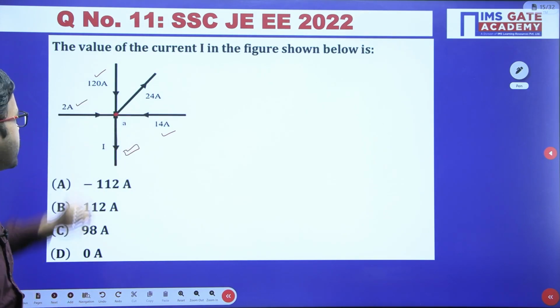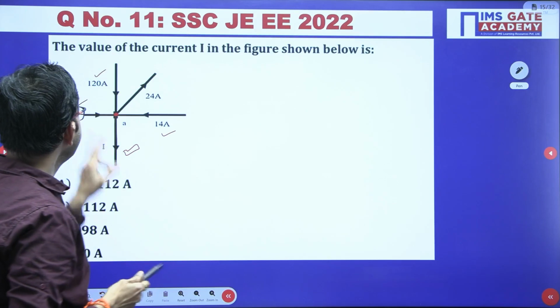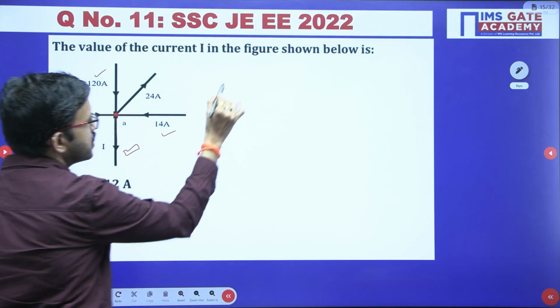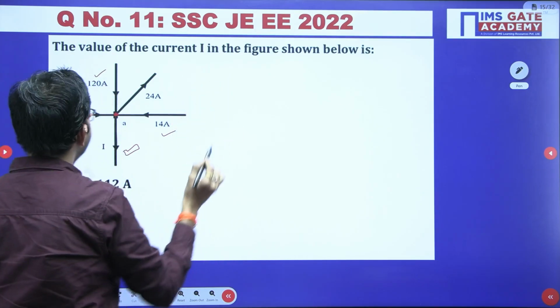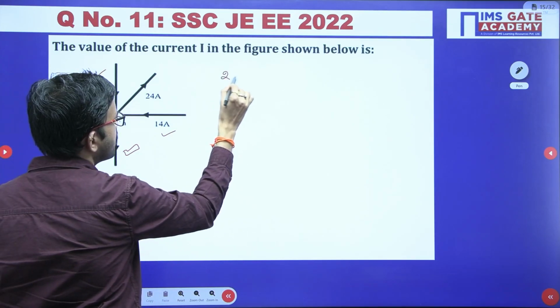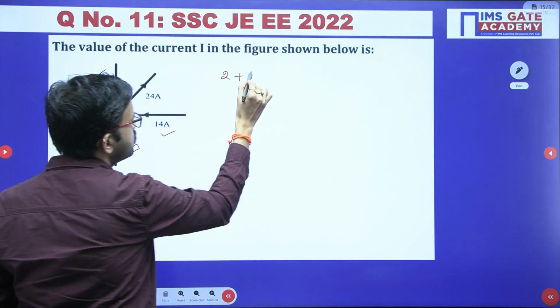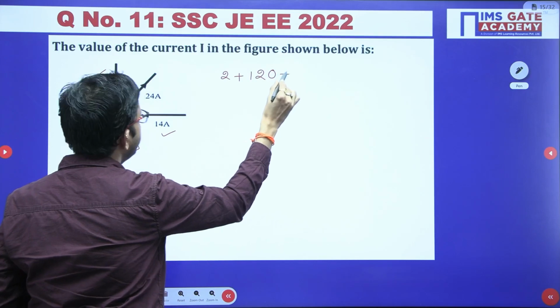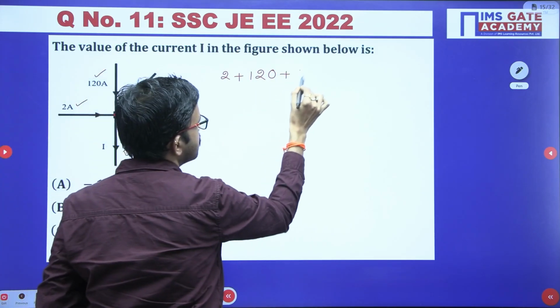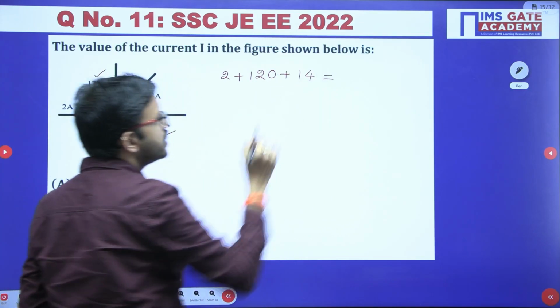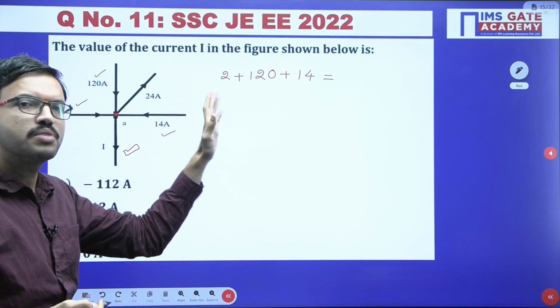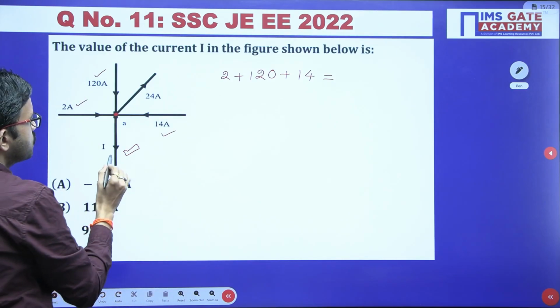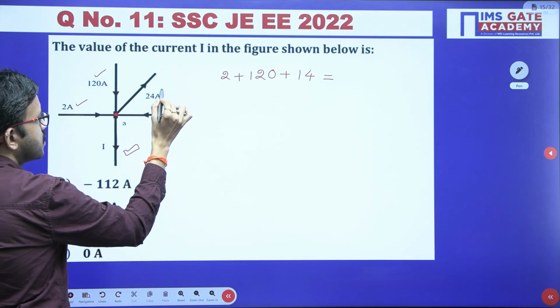I hope all of you are getting clarity. So here three currents are entering, and I am summing the entering currents on one side: 2 ampere, then 120 ampere, then 14 ampere. These three currents are entering. Sum of entering currents equals sum of leaving currents. Here you can observe this current is leaving and this current is also leaving.